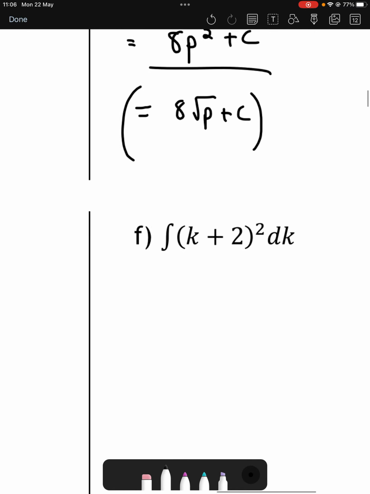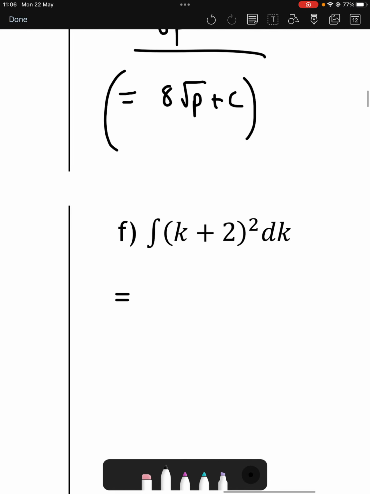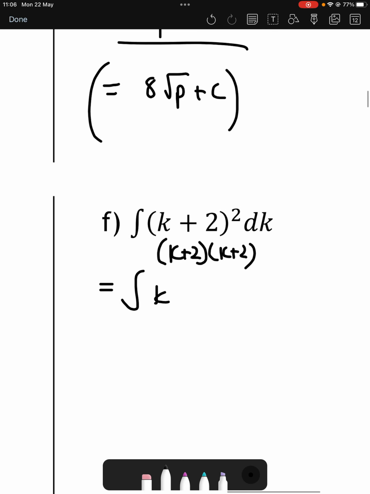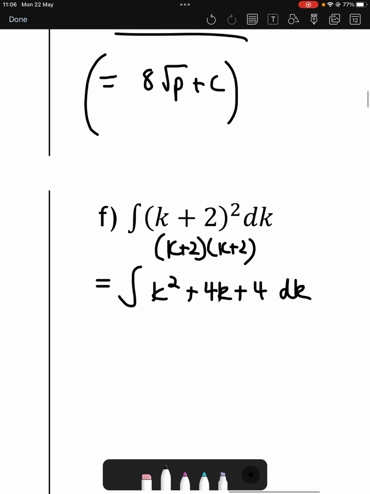Right, final one. So we have brackets. We can't integrate brackets right now. There'll be a point that you can, but right now we can't, so we're going to multiply this out. So remember that's, you could write it k plus 2 squared times by itself, so multiply out. So k squared plus 4k plus 4. Okay, then nice and easy to integrate.